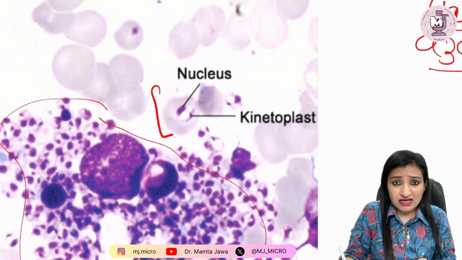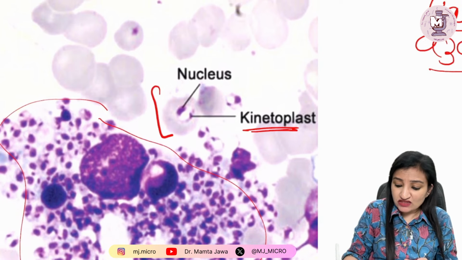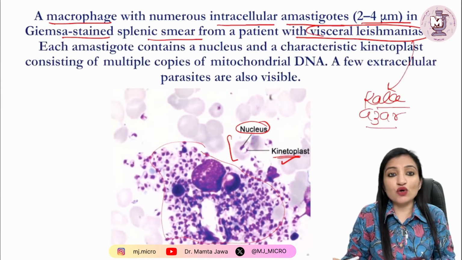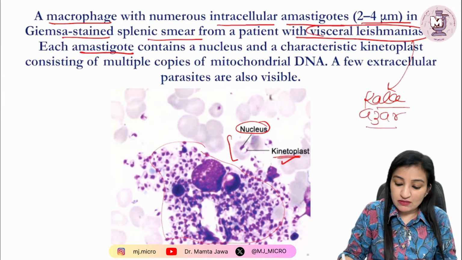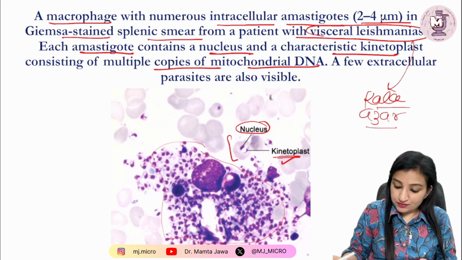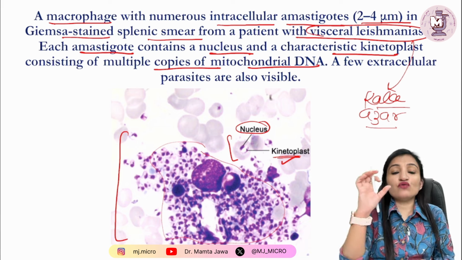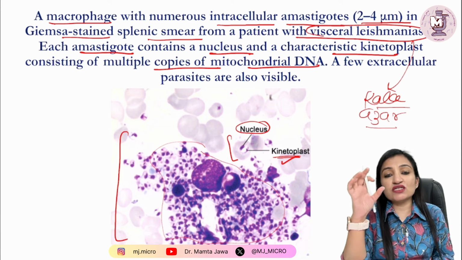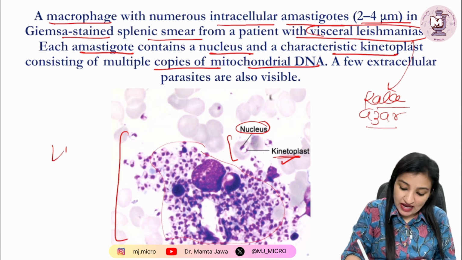This is a single amastigote. Here you see the kinetoplast, which is present perpendicularly to the nucleus. Kinetoplast represents the mitochondria of this organism. Okay? So every amastigote has a nucleus and a characteristic kinetoplast consisting of multiple copies of the mitochondrial DNA. And this entire thing, a macrophage filled with so many amastigotes, is known as what? It is known as LD body.